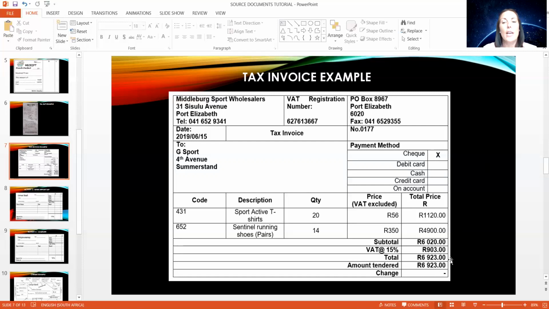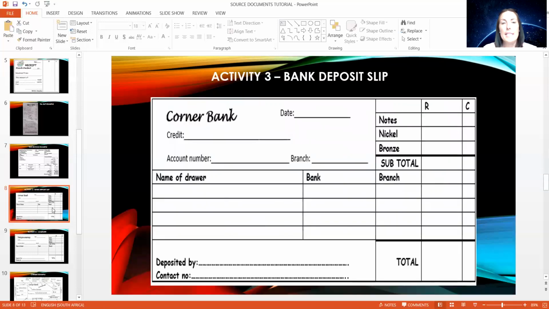Obviously, there shouldn't be any change if these two amounts are the same. So this is an example of a tax invoice or cash invoice in this case. Once again, the original invoice, the top one, will go to the client. The duplicate one we will keep in our business for record keeping purposes. As I've mentioned before, remember these things can also be digitalized, computerized, and printed out, not necessarily filled in by hand.